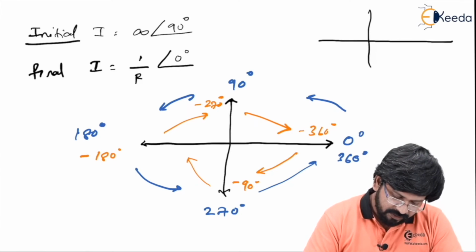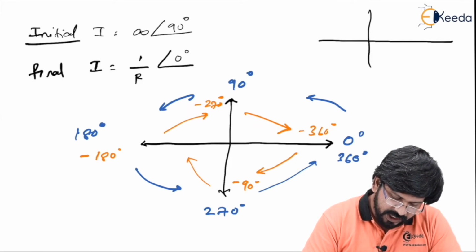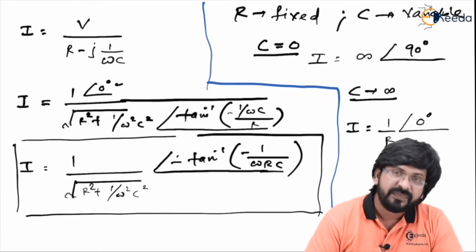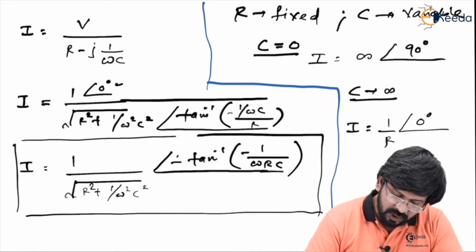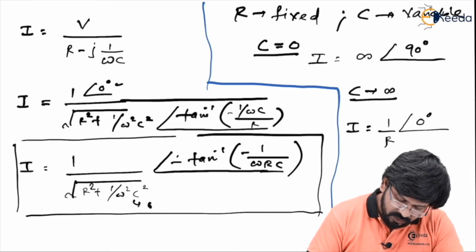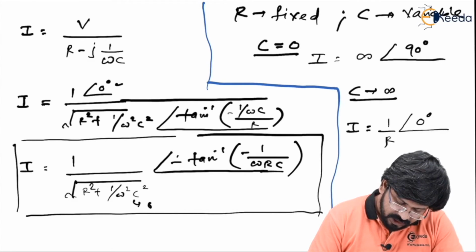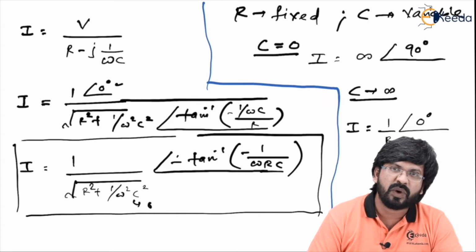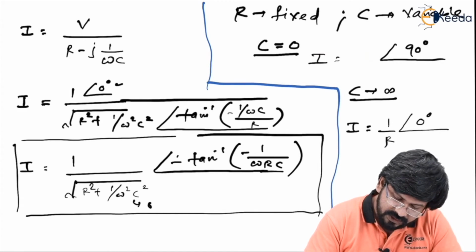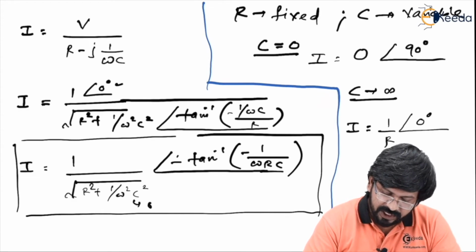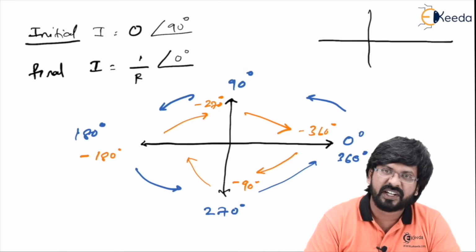So let's see the initial value. The value of I is infinity at an angle of 90 degree. We'll confirm this initial value. If you remember, in initial value, we substitute C equal to 0, that is the minimum value of capacitor. So minimum value of capacitor, when you substitute equal to 0, this C becomes 0, which makes denominator 0. So overall, the whole denominator becomes infinity. So anything upon infinity should be 0 and not infinity. So we should modify this to a value as 0 at an angle of 90 degree. And then the final value is correct. We should write 0 at an angle of 90 degree here.